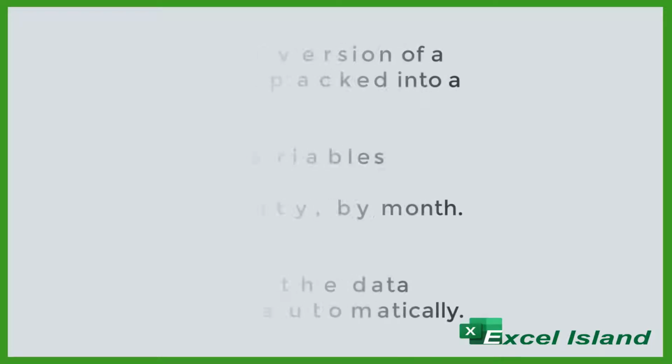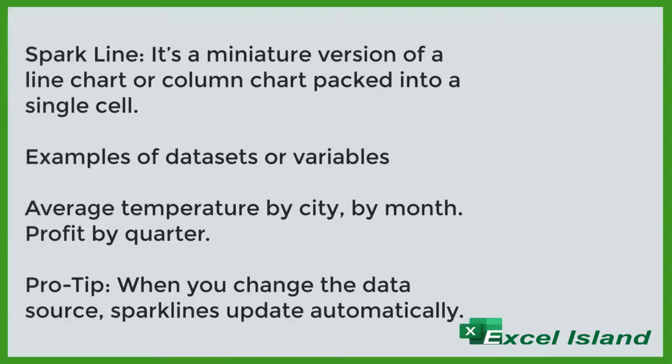So the number 20th type of chart and graph we'll be looking at is what is called the Sparkline. And the Sparkline is a miniature version of a line chart or column chart packed into a single cell. So examples of data sets you can use with the Sparkline chart are average temperature by city by month or profit by quarter. The pro tip here says that when you change the data source for a Sparkline, it automatically updates.